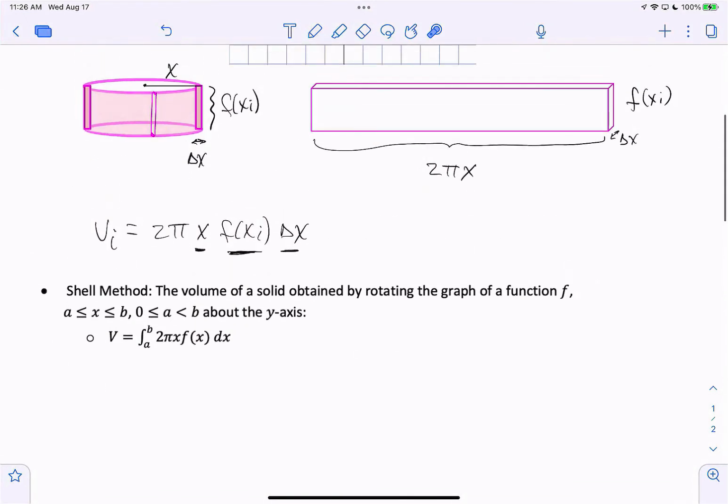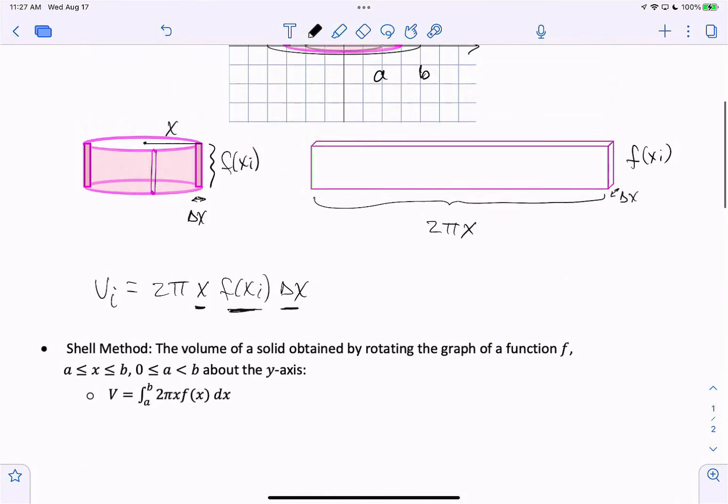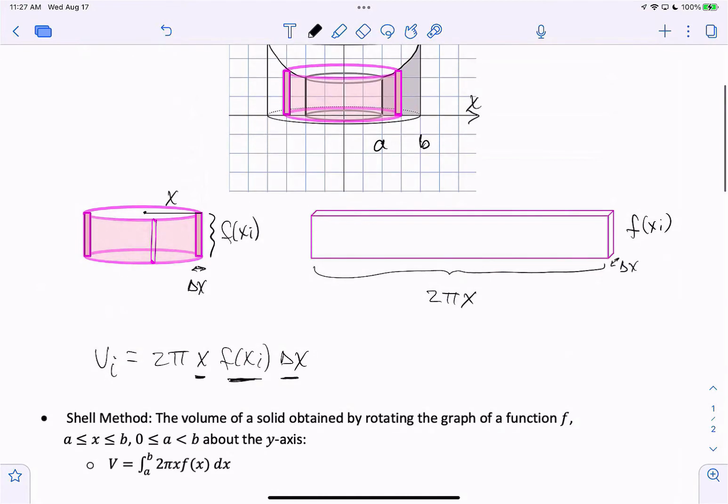What we're developing is basically a cylindrical shell, and so this is called the shell method. The volume of a solid obtained by rotating the graph of a function f for x from a to b, where a and b are both positive, about the y-axis is V equals the integral from a to b of 2 pi x f of x dx. A really important thing to note here is that f of x sub i is like the height of our cylinder, and x is the radius of the cylinder.